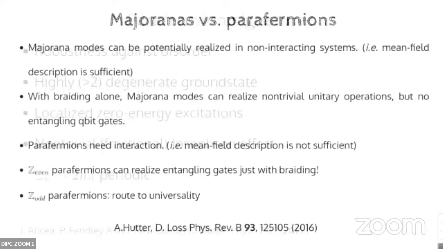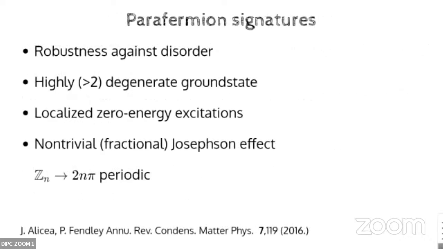Now I'm going to focus in our system on an even parafermion realization, namely Z4. And so there are a couple of signatures that I'm going to look for. Okay. So I would like to demonstrate robustness of my zero modes. I would need to have zero modes which have more degeneracy than Majoranas.